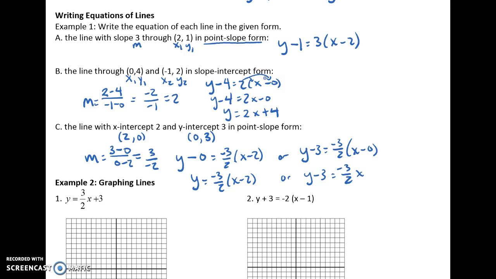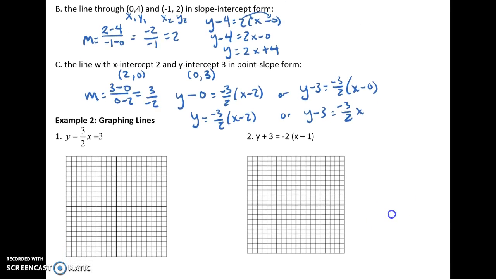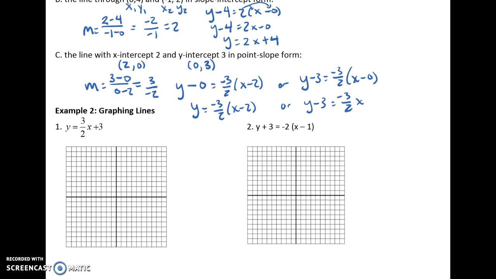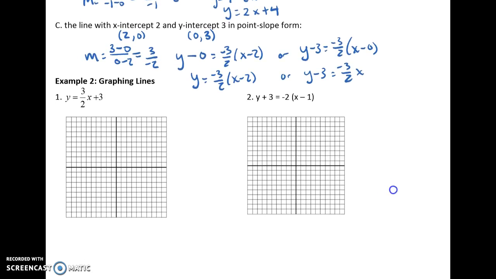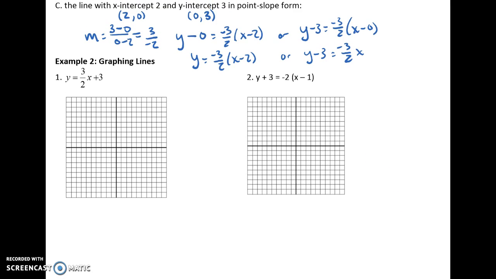All right, graphing lines. Remember, to graph lines you always need 2 pieces of information: 2 points, or a point and a slope. That's where point-slope form and slope-intercept form are both very useful. For number 1, you see this is slope-intercept form. So what's the slope here? Well, slope is 3 over 2. What's the y-intercept? The y-intercept is the point 0, comma b.